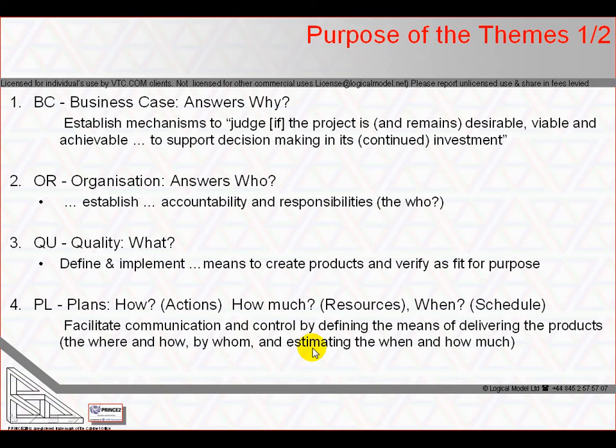PRINCE2 adopts a product-based approach to planning, which aids making strong links to product quality specifications. Note for the exam that product-based planning is a key technique, while activity-based planning is not considered a key technique by the examiners. Plans are the focus for communication and control throughout the project.